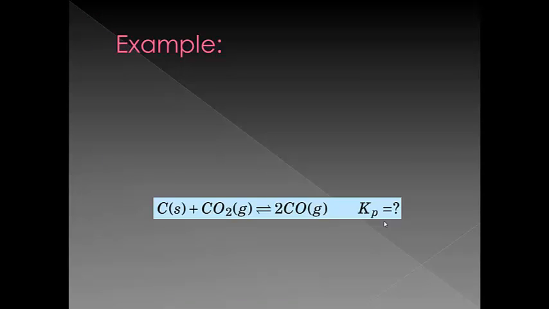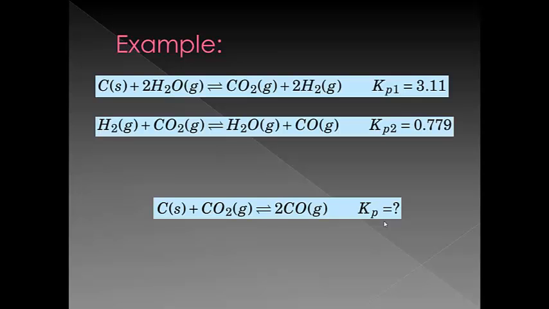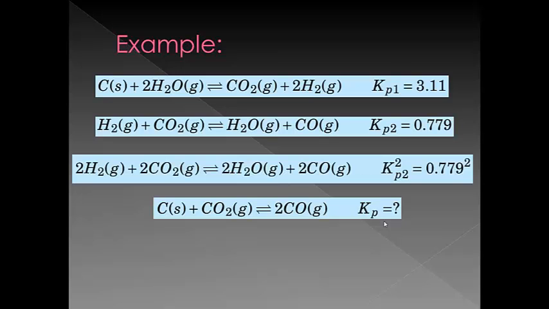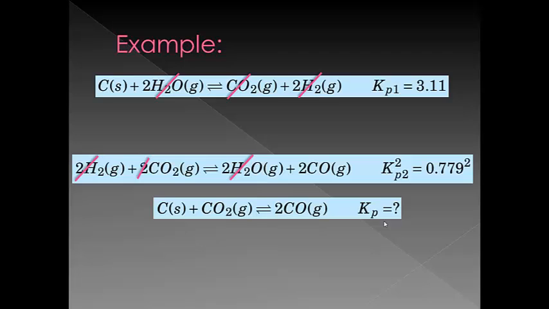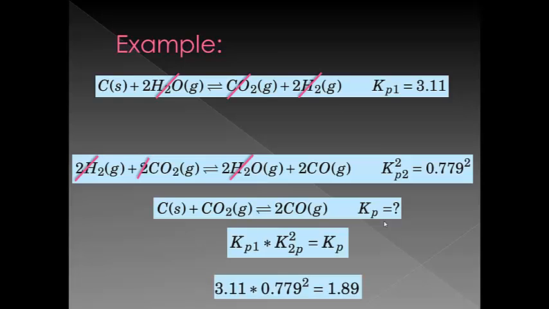Now let's do a quick example. We'll try to find the Kp for the following reaction. If we know that the Kp for these two reactions are as follows, then we can take the second equation, multiply the whole equation by 2, which thereby squares the K. We can now cross off terms to be sure that we have the correct final reaction. And we can find the final K by multiplying the two terms together, leaving us with 1.89. So now we have seen how we can add equations together, manipulate these equations, and use them to find the Kp or Kc of a reaction that we may not otherwise be able to find.